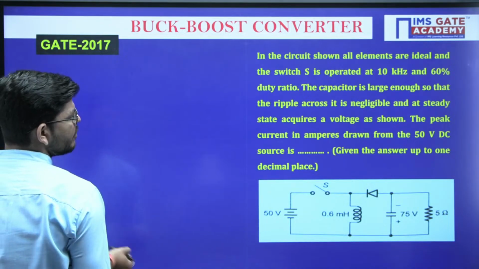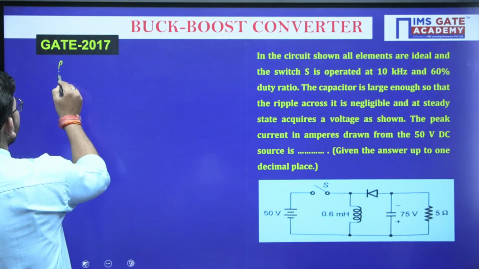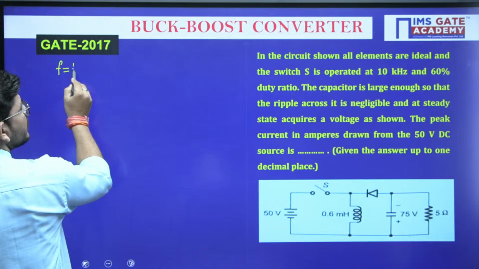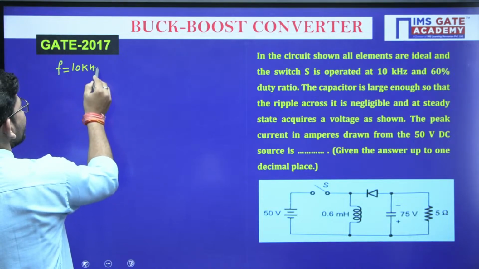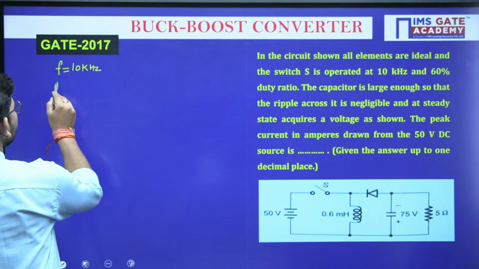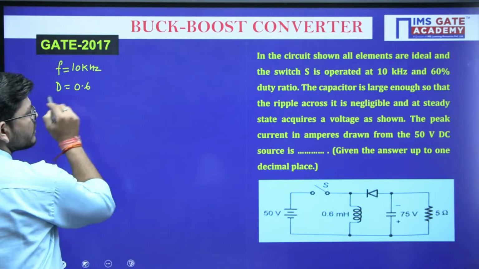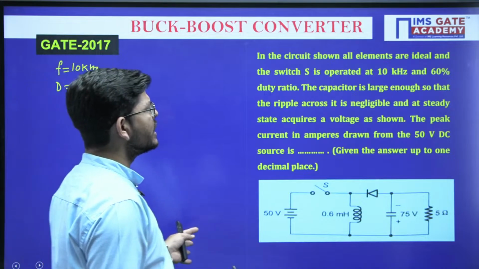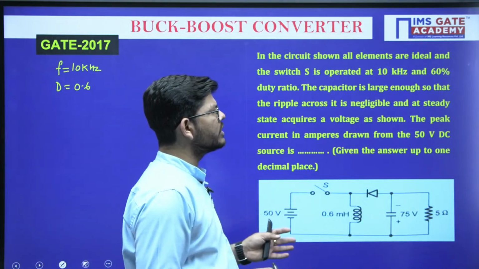The circuit is basically a Buck-Boost Converter. So what is the frequency? Frequency is 10 kilohertz. Just write the data that has been given to us. Duty cycle is 60%, that means 0.6. The capacitor is large enough so that the ripple across it is negligible.